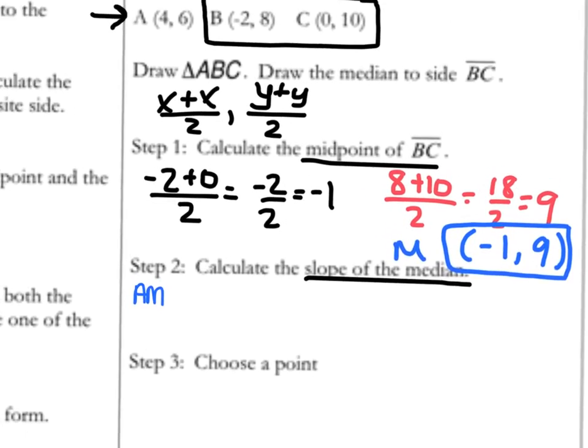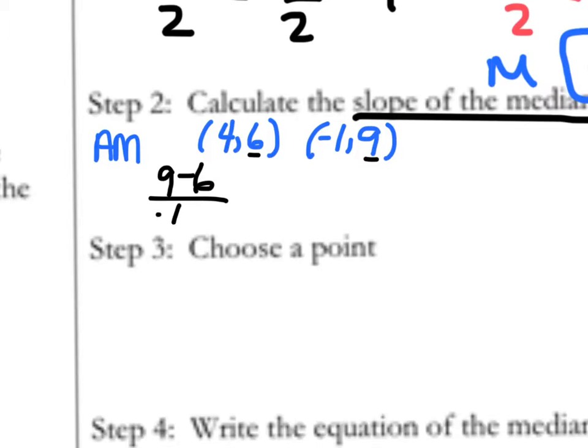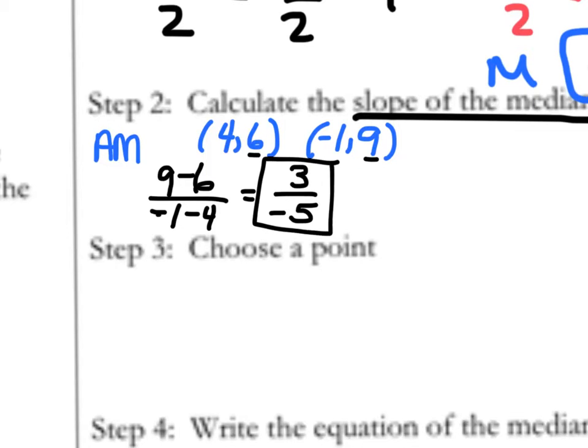So just to remind you guys, point A is 4, 6. And my midpoint was negative 1, 9. Alright, let's do the slope formula. y2 minus y1. 9 minus 6 over negative 1 minus 4. Okay, so that's going to give me 3 over negative 5, which is my slope.